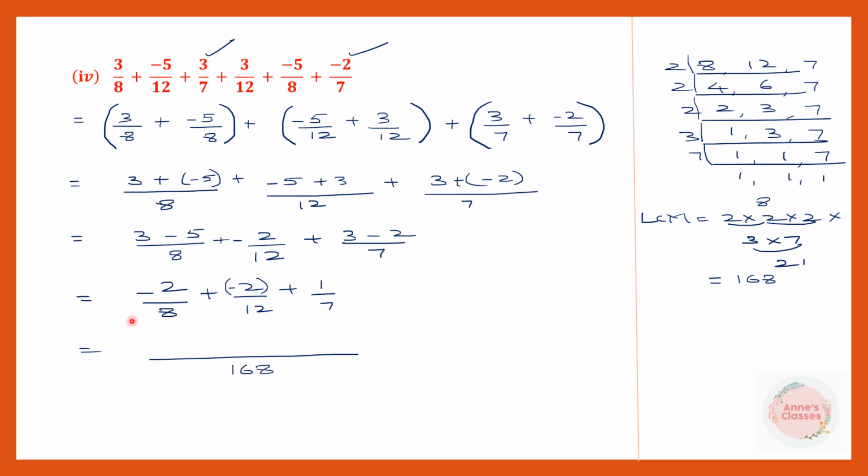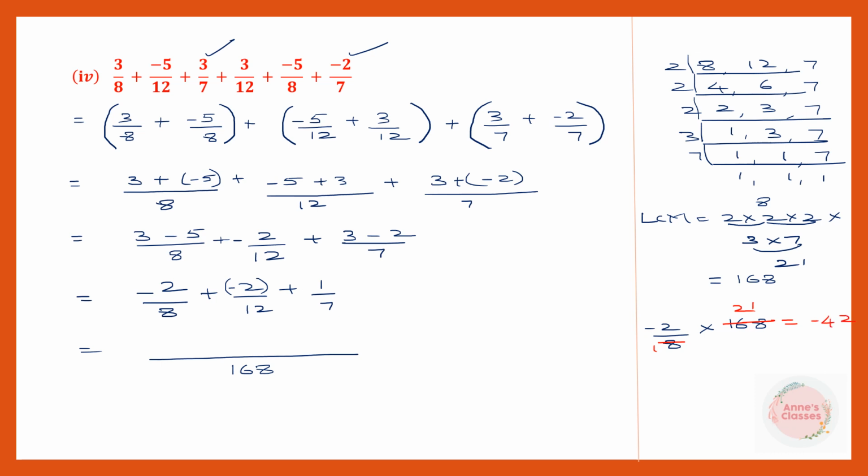So let's take the first rational number, minus 2 by 8, and multiply it with the LCM. So minus 2 by 8 into the LCM, which is 168. So we have to cancel 8 and this LCM. So let's try that. So cancel, this is 8 ones are 8. Here 8 twos are 16, 8 ones are 8. So when you multiply 21 into minus 2, we get minus 42.